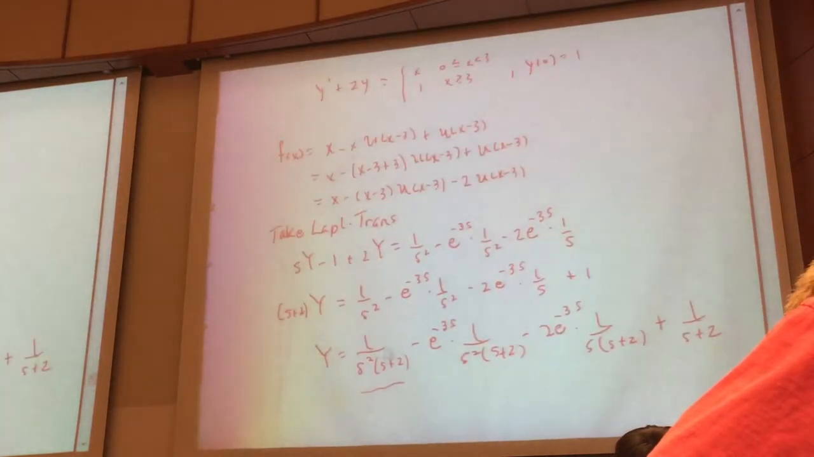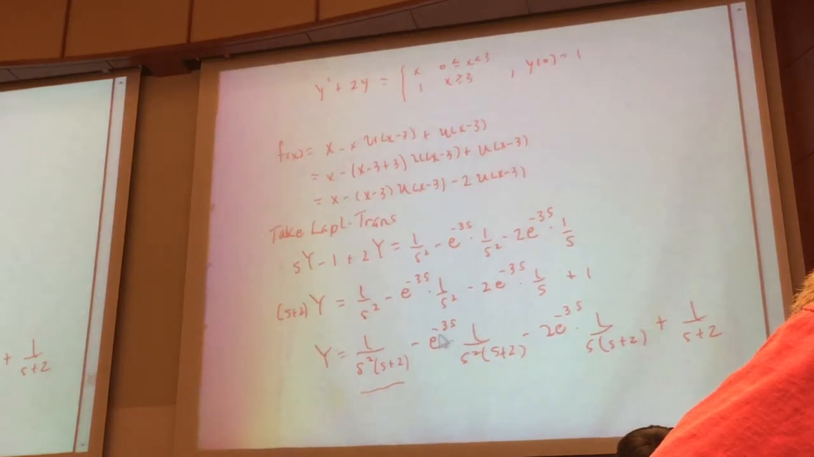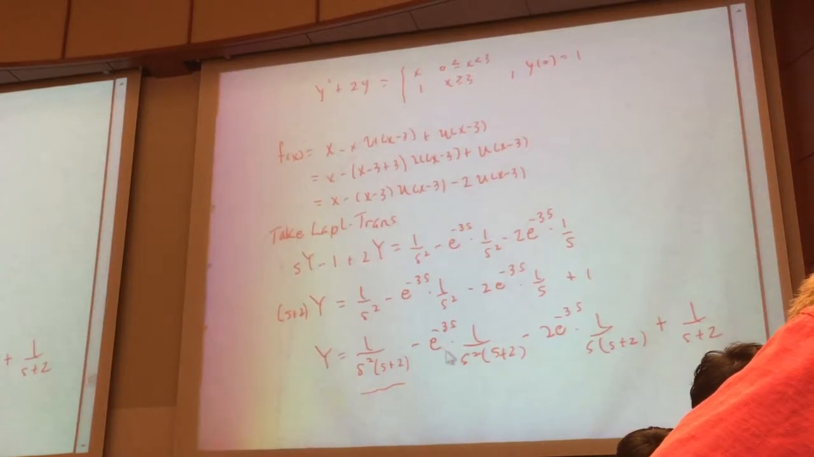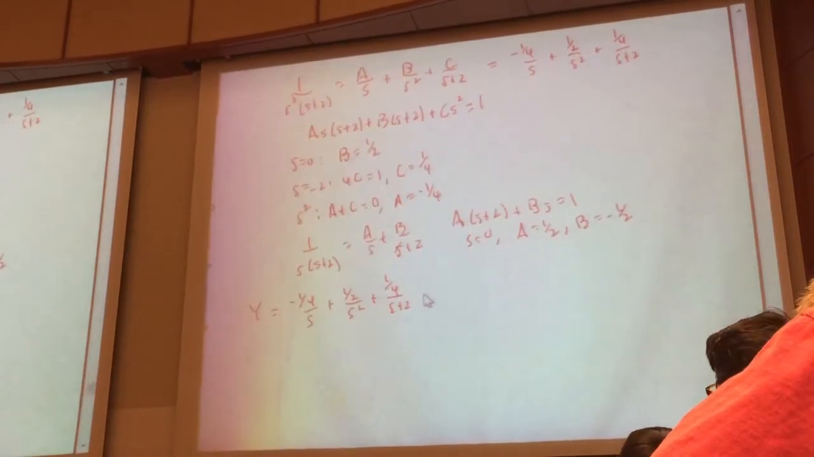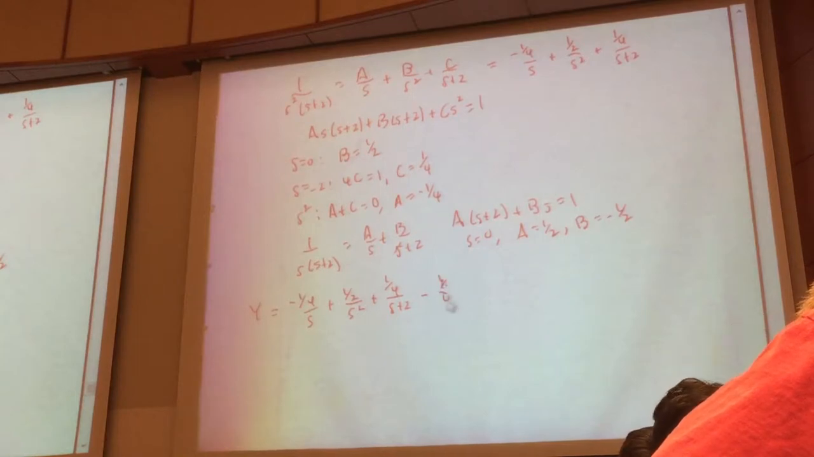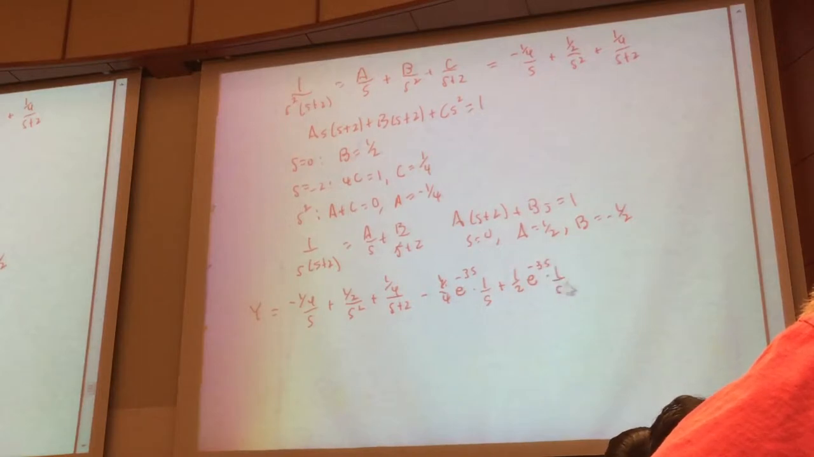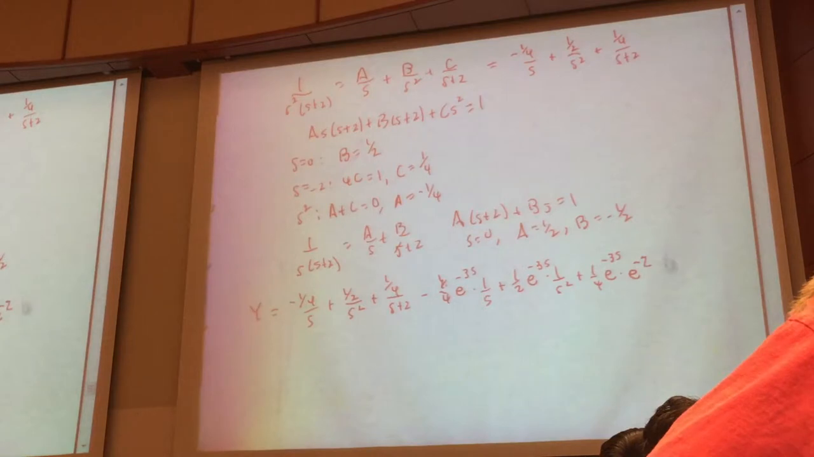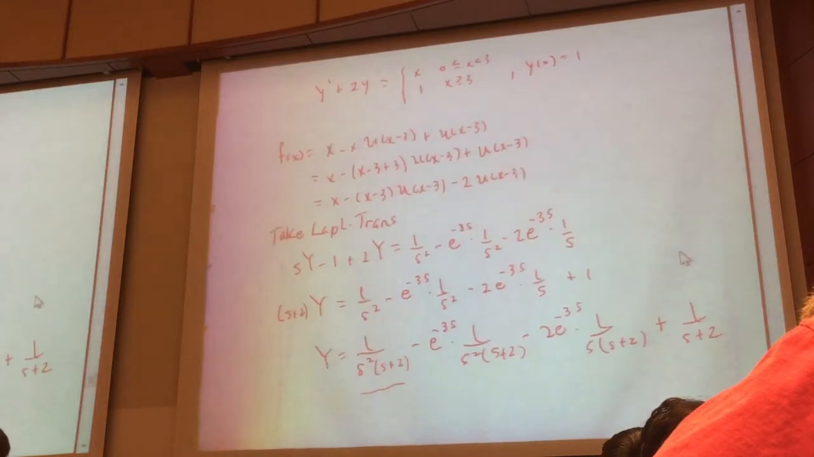Now, what is the second term? Well, it's the same thing, except times e to the minus 3s. Right? So I'm going to have minus 1/4 e to the minus 3s times 1 over s plus 1/2 e to the minus 3s times 1 over s squared plus 1/4 e to the minus 3s times 1 over s plus 2, e to the minus 2 times x minus 3. Now I've taken care of the first term and the second term.